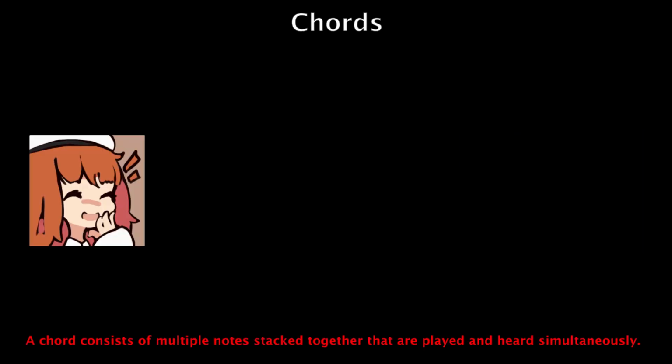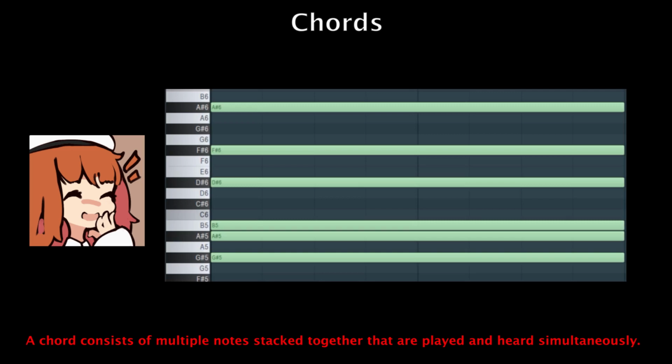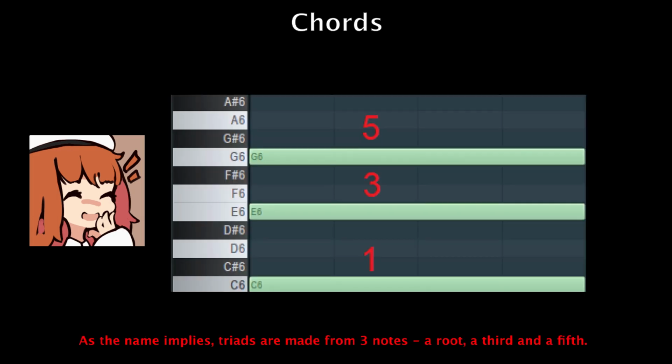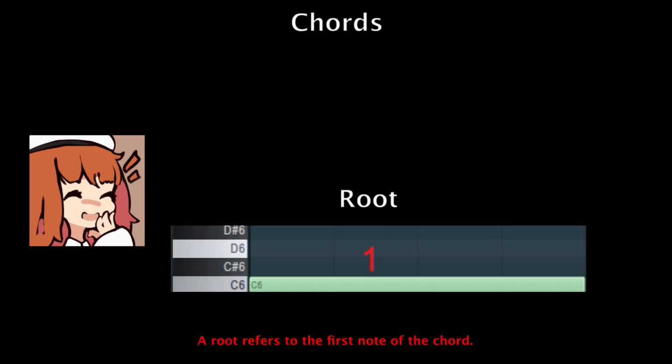A chord consists of multiple notes stacked together that are played and heard simultaneously. However, we are only going to focus on basic triad chords. As the name implies, triads are made from 3 notes, a root, a third, and a fifth. A root refers to the first note of the chord. As its name suggests, you can think of the root as a chord's foundation.